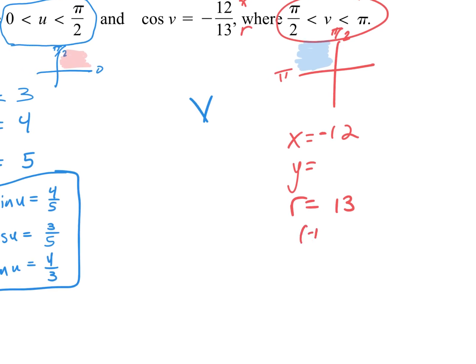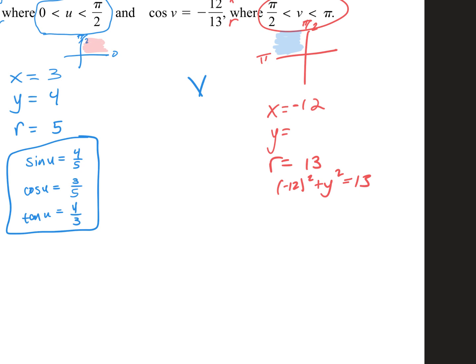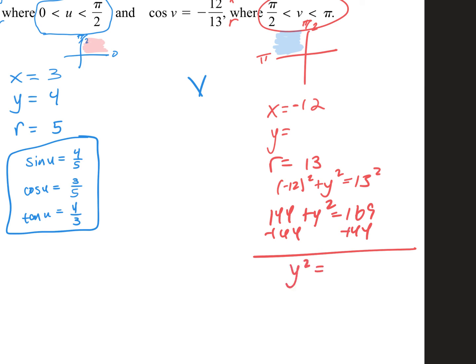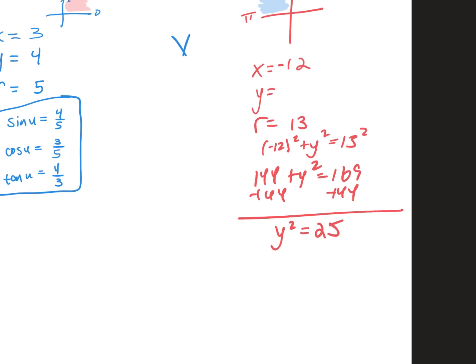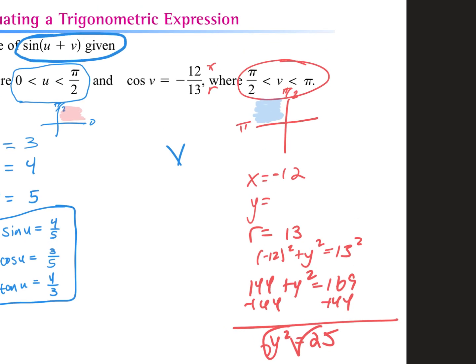So I have negative 12 squared plus Y squared equals 13 squared, right? Okay. Oh, yeah, my bad. Thank you. So 144 plus Y squared equals 169, so Y squared equals 169 minus 144. So Y squared is? Y squared is 25. So my Y value is 5, okay?